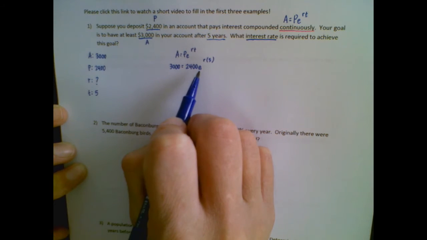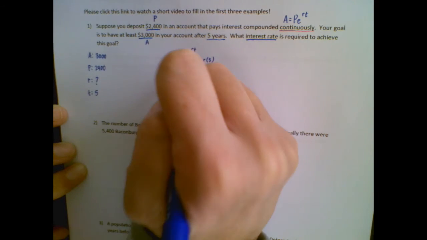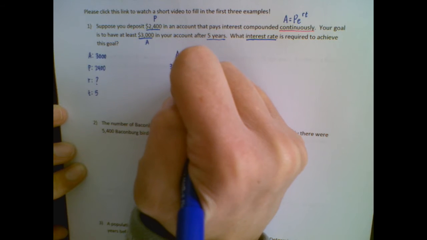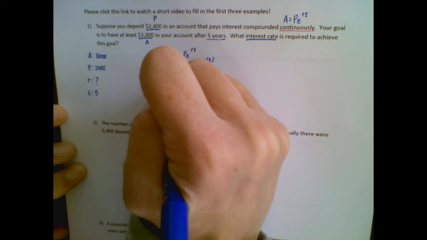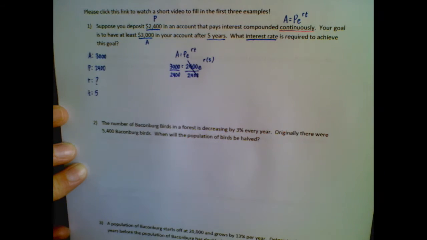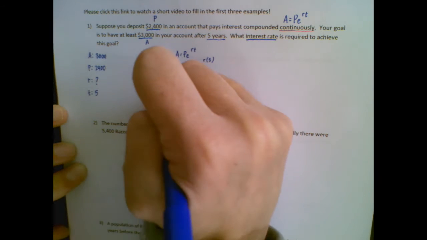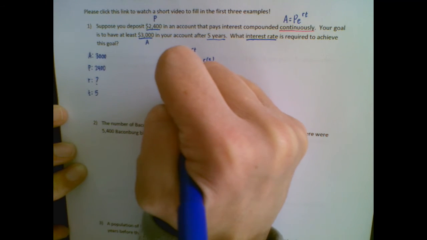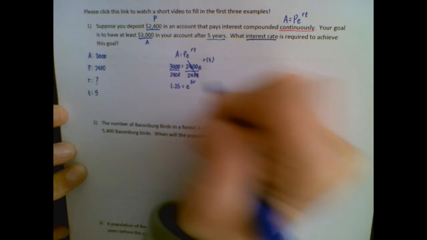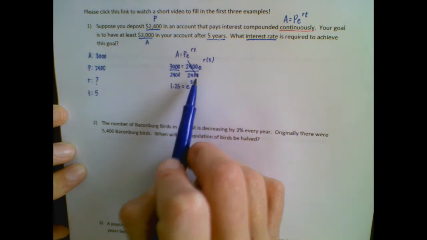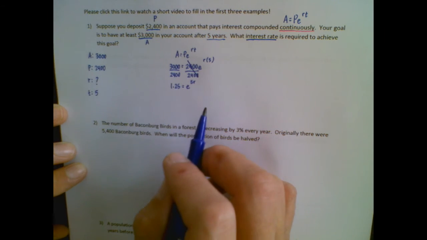So I know that I need to get this base of e by itself. So I'm going to go ahead and divide each side by 2,400 to get rid of that. So 3,000 divided by 2,400 is 1.25. That's going to leave me with e to the 5r. I'm just switching those around. I can multiply in any order, so I'm just writing it as 5r.